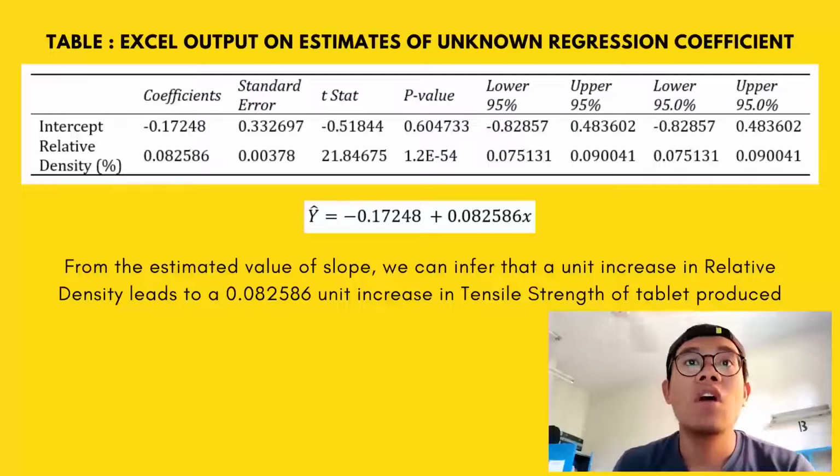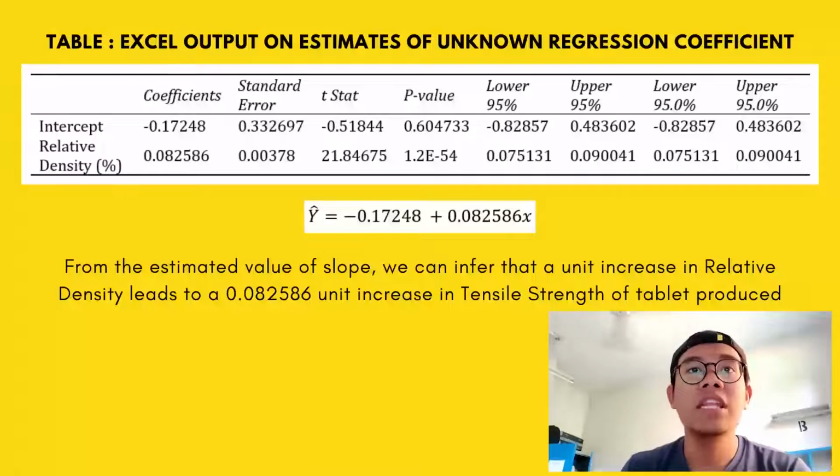We can get the values of alpha and beta in the Excel output. Based on the table above, the information of alpha and beta is represented by the first column, where alpha equals negative 0.17248 and beta equals 0.082586. From beta, we can infer that a unit increase in relative density leads to a 0.082586 unit increase in tensile strength of the tablet produced.